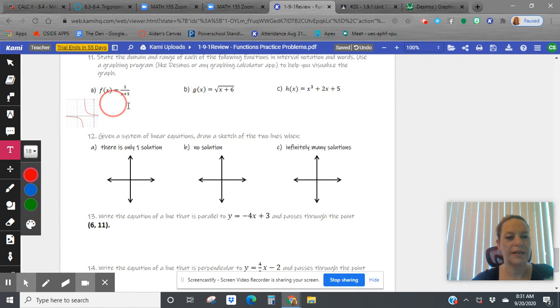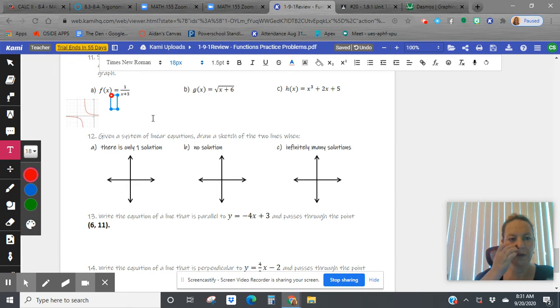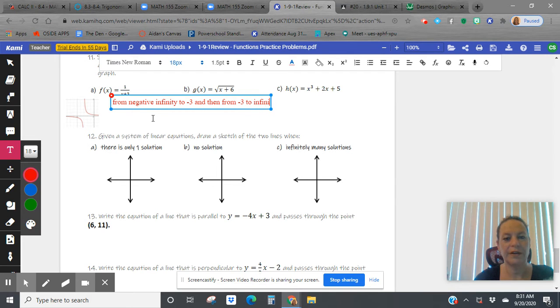All right, so we're going to say that the domain goes from negative infinity to negative 3, and then from negative 3 to infinity.